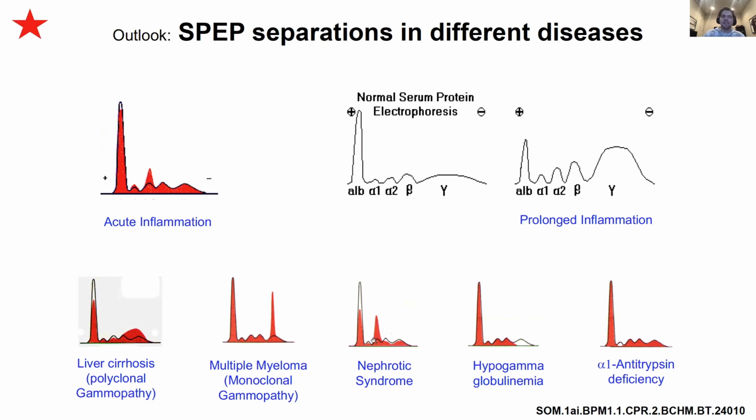I believe this alpha-2 spike is because of ceruloplasmin, but you'll have to double check that one. No, that one is alpha-2 macroglobulin, I think. Thank you. Yeah, okay, thank you very much.